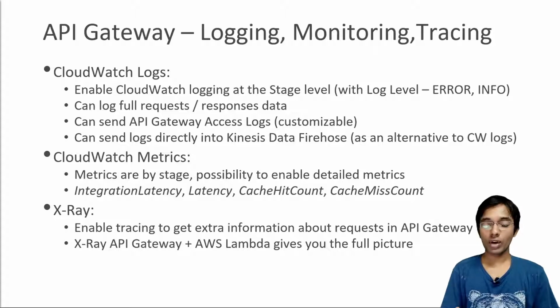And if you have optimized your API gateway the right way, then finally X-Ray will give you the tracing to get extra information about the request going through the API gateway, such as latencies, errors, and so on. And if you have X-Ray on the API gateway plus X-Ray on the Lambda function, that will give you the entire picture of how your architecture is working.